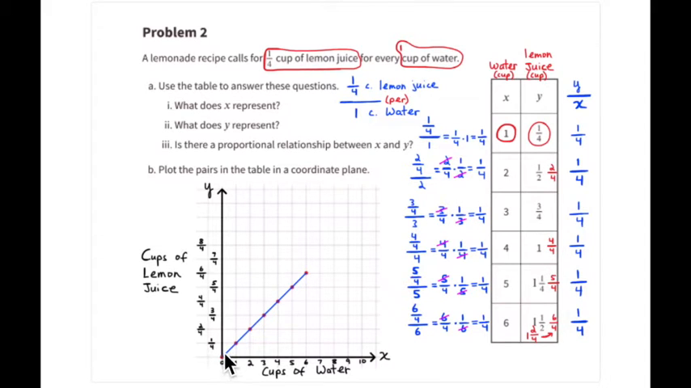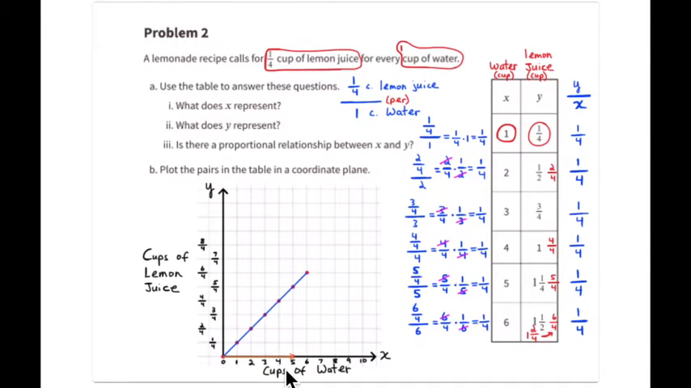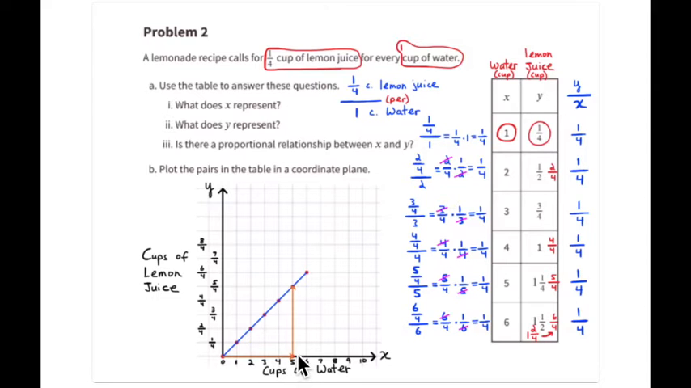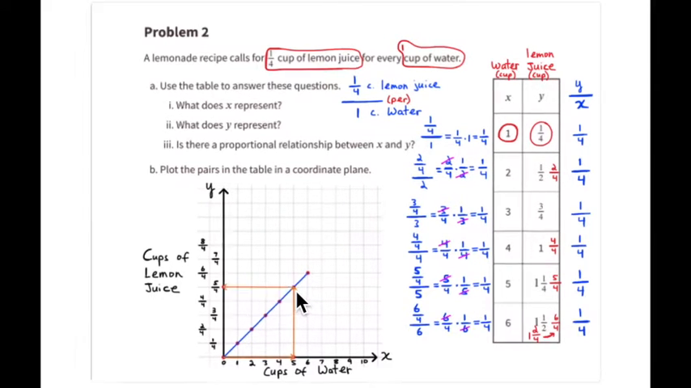But as I graph these, the graph of these points forms a straight line that goes through the origin, through 0, 0. So those things suggest that this is a proportional relationship between the cups of water and the cups of lemon juice. So one example, if I use 5 as the x-coordinate, I'm going to go out to the 5 on the x-axis. That means I'm going to go up to this point, which is 5/4. And if I go over to the y-axis, you see that that is 5/4.